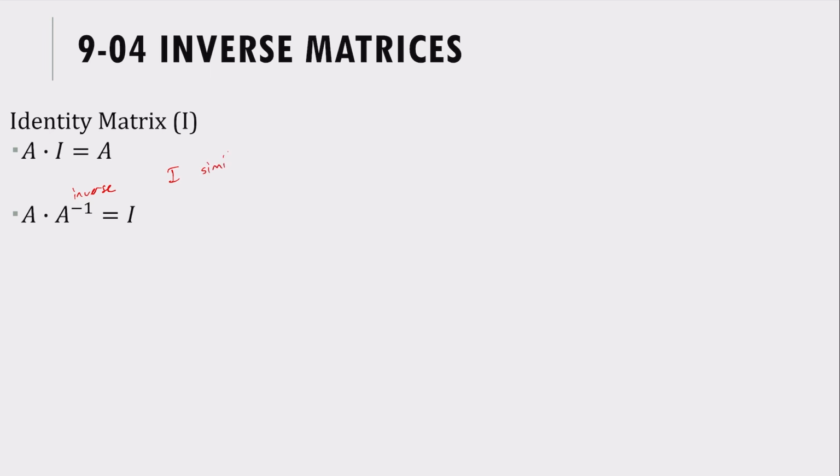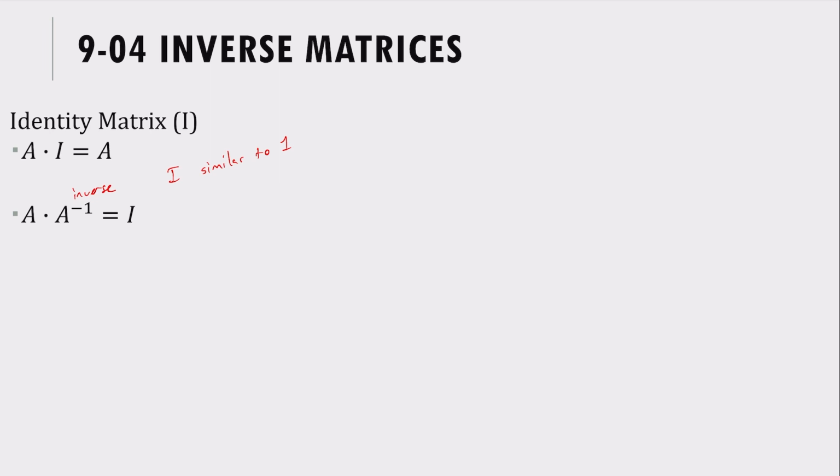Before we can talk about inverse matrices, we have to talk about the identity matrix, which we call capital I. It's a multiplicative identity, which means if you multiply it by another matrix, you just get the other matrix. So A times I is just A. And if you multiply a matrix by its inverse, you get I. So I is similar to 1. 1 times a number is just the number. If you multiply a number by its reciprocal, you just get 1.